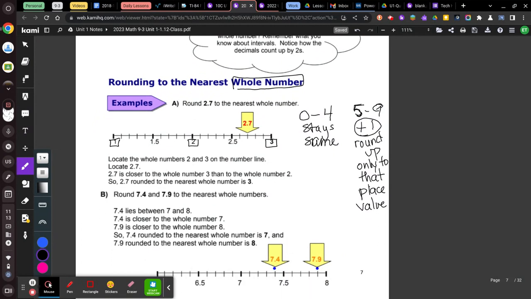So I want to round 2.7 to a whole number. It's past the number 5. Anything past the number 5, you're going to round up to 3. So that guy would round to 3.